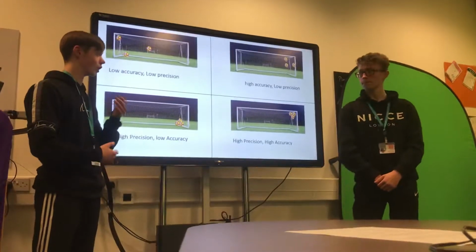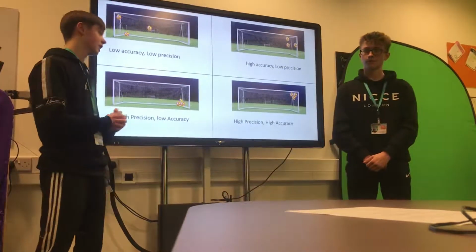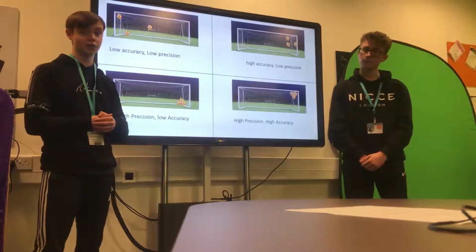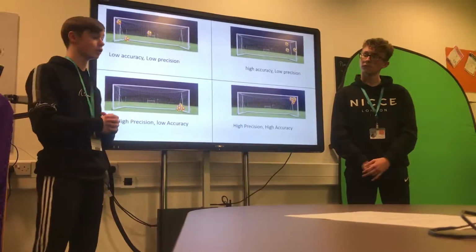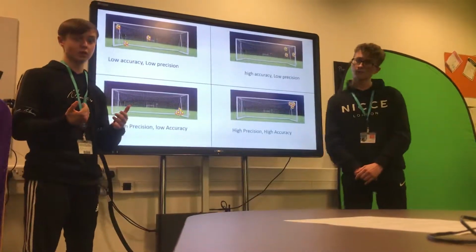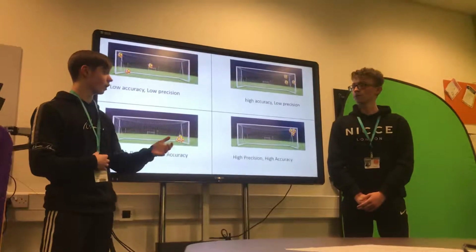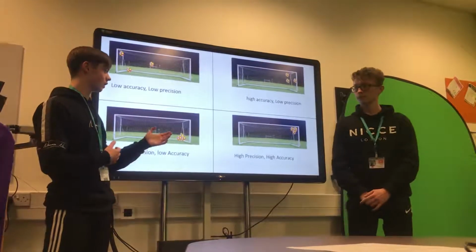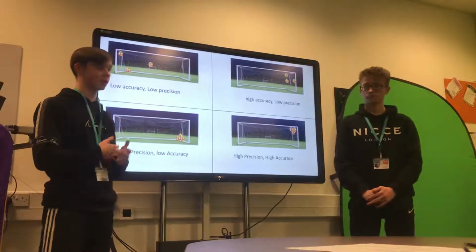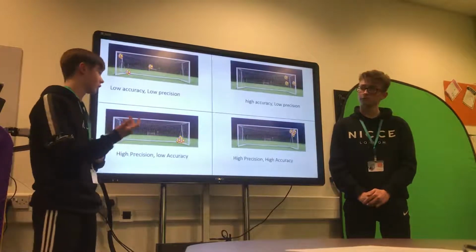So if he aimed for the top right corner and got all of his shots in the top right corner and they're all in close proximity of each other, that would be considered high accuracy and high precision. And this could be down to many reasons. He could be highly motivated to hit the top right corner, so the keeper has no chance to reach it. Also, the wind could play a part, because he could hit a shot to go to the top left, but then the wind might be really strong, so it might go top right.